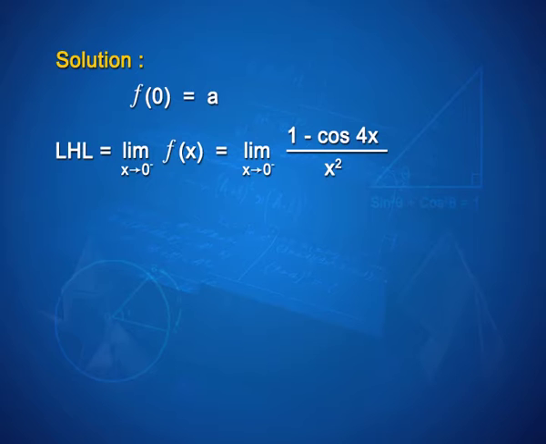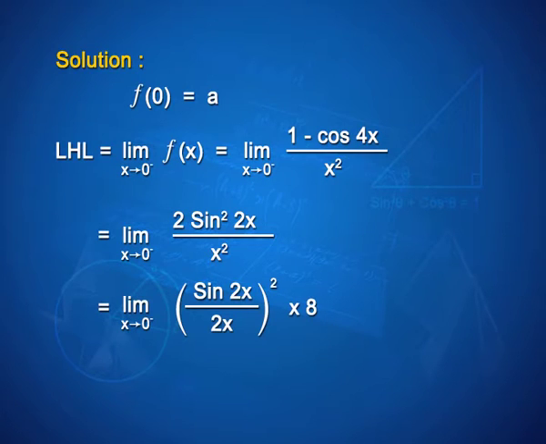We use the basic trigonometric identity 1 minus cos 4 x to be same as 2 sin squared 2 x, and that rewritten, redefined, so that you can use the limit sin theta by theta as theta tends to 0 to be 1 becomes same as just 8. What about the right hand limit?